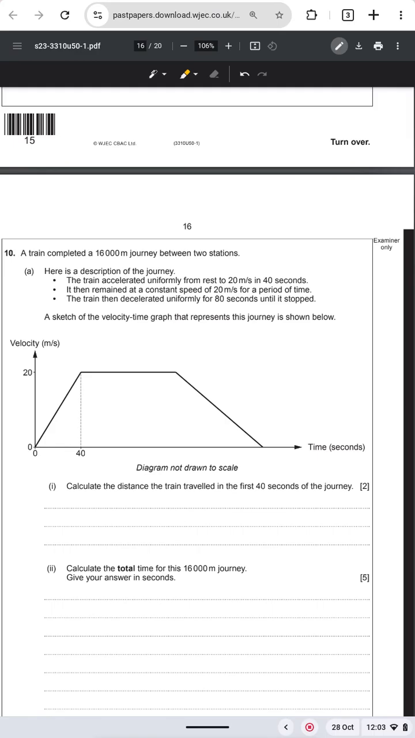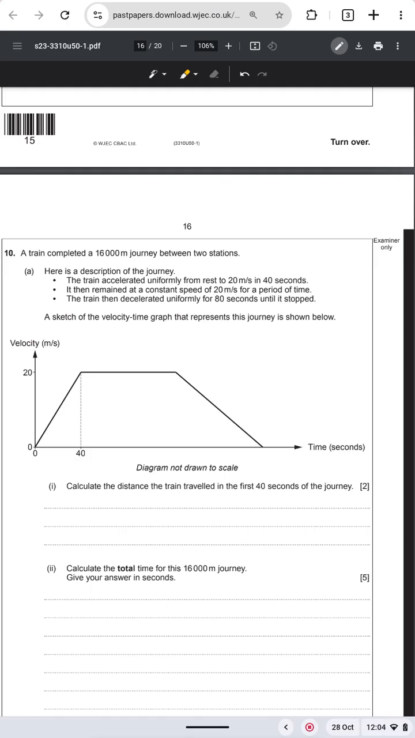Okay, what we got here? So a train completes a 16,000 metre journey between 2 stations. Here is the description. The train accelerates uniformly from rest to 20 metres per second in 40 seconds. It then remains at a constant speed of 20 metres per second for a period of time. The train then decelerates uniformly for 80 seconds until it has stopped. A sketch is shown below.